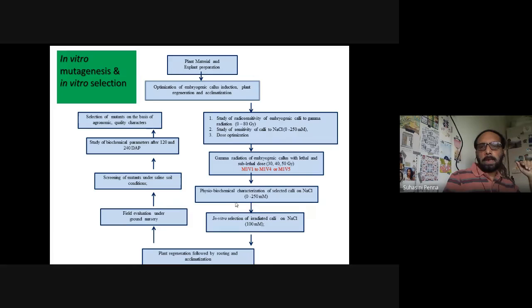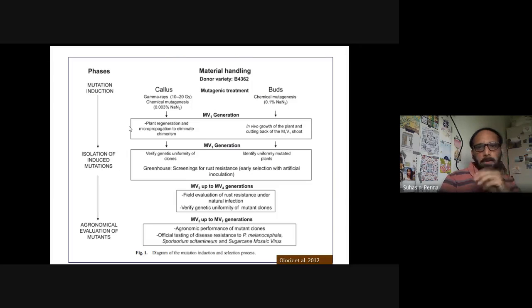We normally try to characterize the selected callus for whichever trait we are looking, and then again expose it to the selection agent a few times to avoid any escapes. Plant regeneration, then field evaluation, screening of mutants, and then screening for different characters, agronomic or quality characters. This is almost an extension of what I have told you. Only that here the M1V1, this is explained in detail.